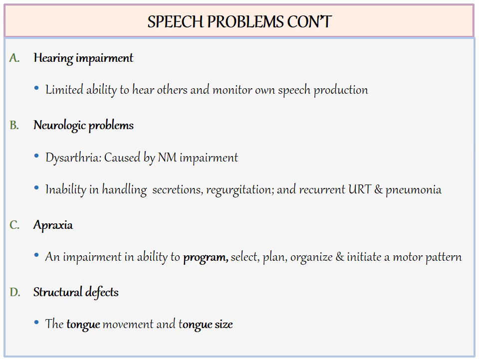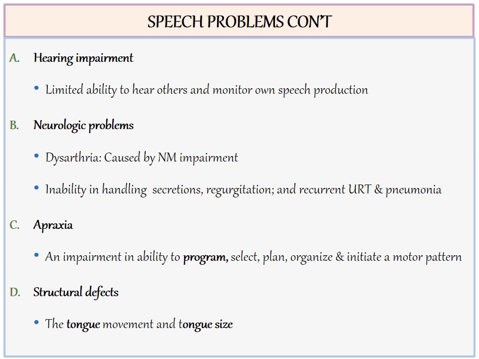Neurologic problems. Dysarthria, caused by neuromuscular impairment, inability in handling secretions, regurgitation, and recurrent URT infections and pneumonia. Apraxia, an impairment in the ability to program the speech musculature to select, plan, organize, and initiate a motor pattern; it is presumed to be neurologic in origin. The validity of considering developmental apraxia of speech or developmental verbal dyspraxia as a separate diagnostic category is one of the most controversial issues in clinical speech pathology.